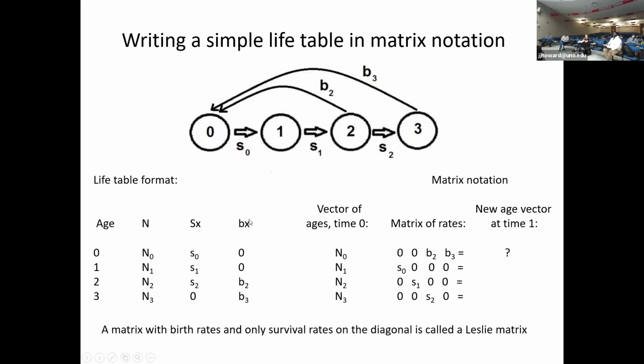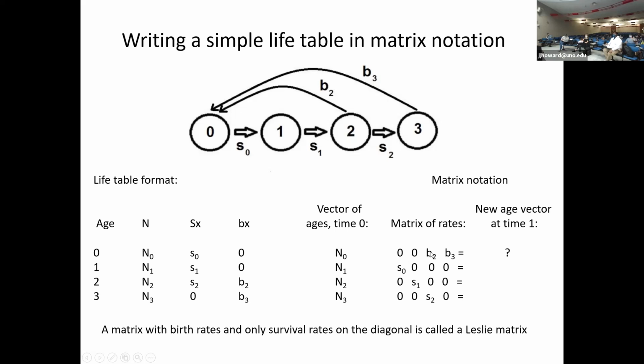But now if we write this in matrix notation, there's a special way that we handle the variables in a matrix. And so what we define is a vector of ages. So this is where the numbers of individuals are found. They're not actually part of the matrix. The matrix is of the rates. So we've got two rates here. We've got a rate of survival, and we've got a rate of birth.